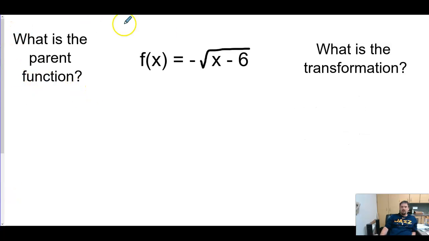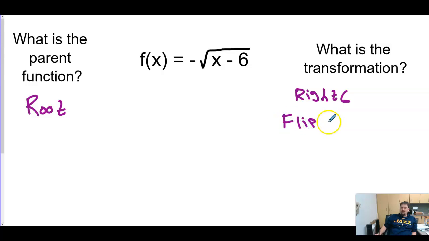Okay, let's try another one. Alright, now this one, what is the parent function? Well, the x is underneath the square root, which means this is a root function. Okay, the x minus 6 is inside, because it's underneath the root. So that's going to lie and tell us that we're going to go right 6. And then if you notice, we have this negative out in front. Remember, the negative is going to flip over the x-axis. So that would be the transformation for this function.